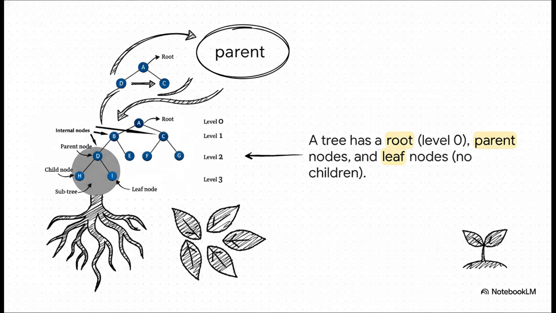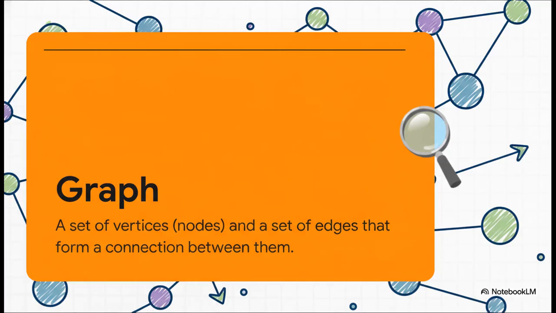And the terminology is pretty intuitive, which is nice. The very top node is the root. The connections are called branches, and any node at the very bottom, with nothing branching off of it, is called a leaf node. And last but not least, we have the most flexible, most powerful structure of all, the graph.